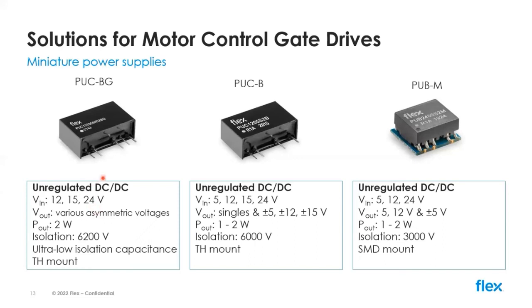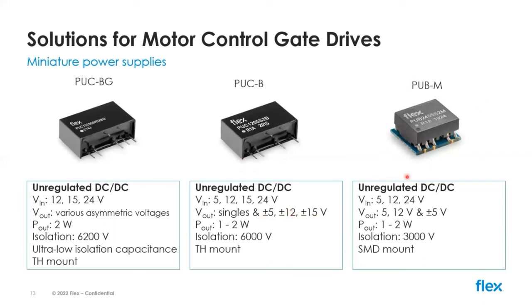And so we offer this PUC-BG series, which is a 2-watt SIP7 package, delivering those voltages with a 6.2 kilovolt isolation level and ultra low isolation capacitance from input to output. So this is a key device for those gate drive circuitries for the motor controls. Sister products to that one is the PUC-B, which offers a 6 kV isolation and some various different single and symmetric output voltages, so ±5, ±12, ±15.